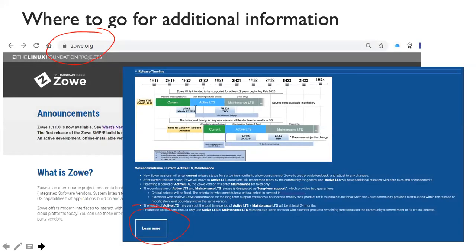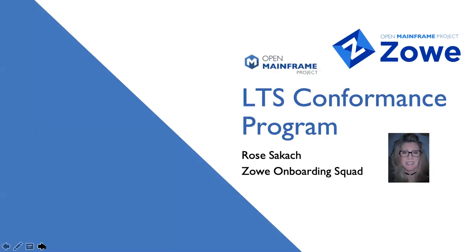Yes, and here I'm just pointing folks to the additional information that I didn't get through. You can go to zowe.org. If you scroll down, you'll see a section called Release Timeline, and you can learn more, and it spells out our description of long-term support release, both active and maintenance, and that's there for your reference. So with that, I'll turn it over to Rose to talk about the conformance program.